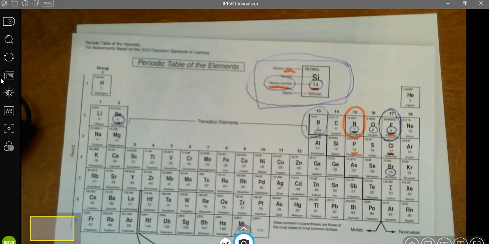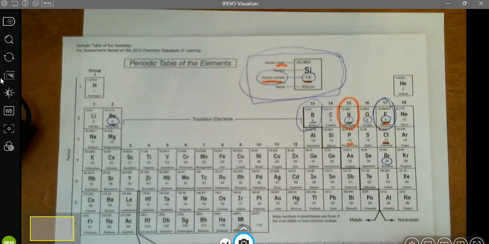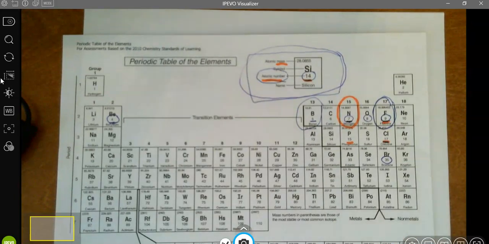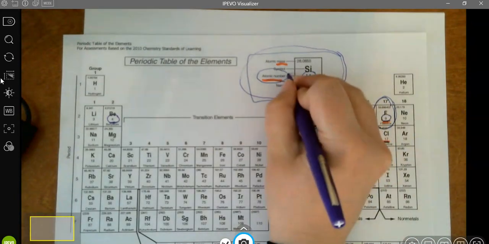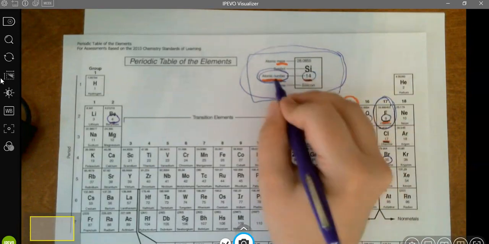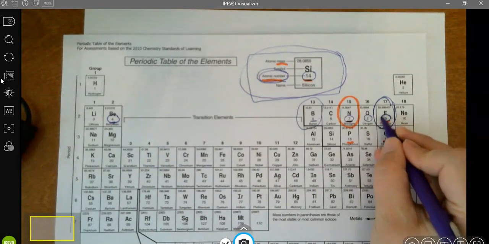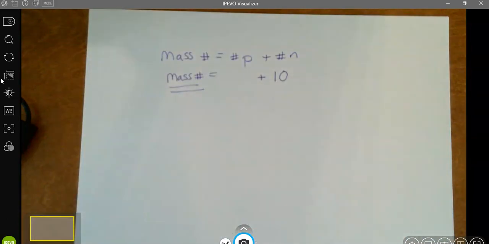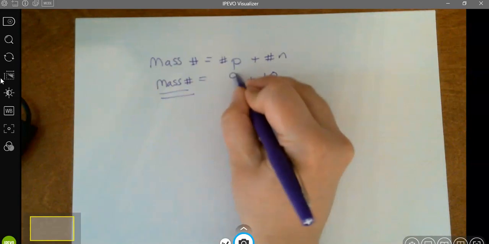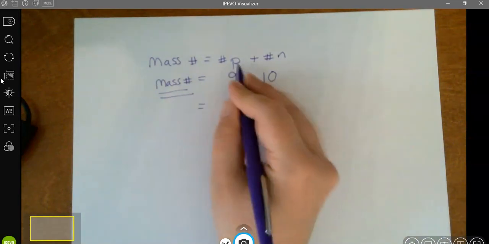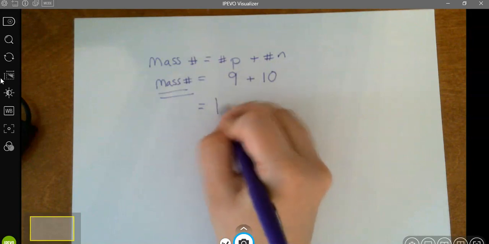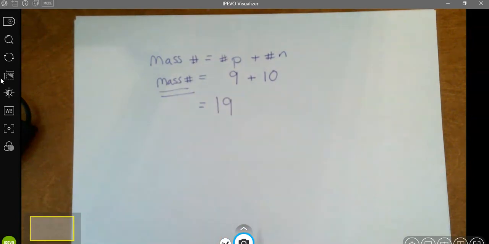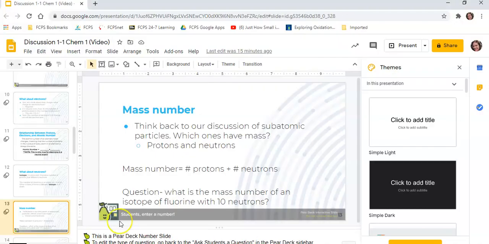So this is where we're going to have to go back to our periodic table. So we're talking about fluorine. So let's refresh. Where do we get the number of protons in fluorine? We have to use the atomic number. So for fluorine, that atomic number is 9. So that gives us the number of protons. So to calculate the mass number of this isotope, we take the protons plus the neutrons, and we get 19.